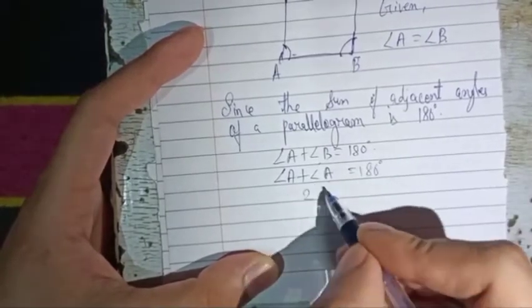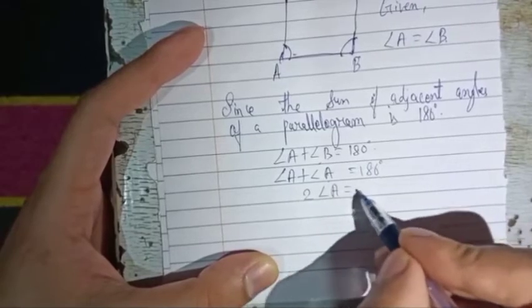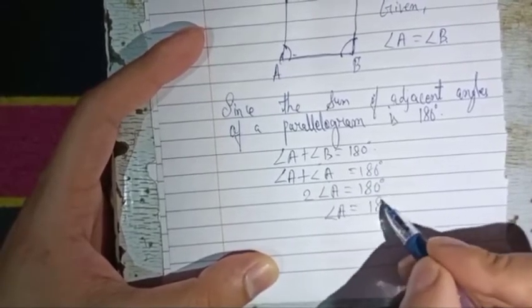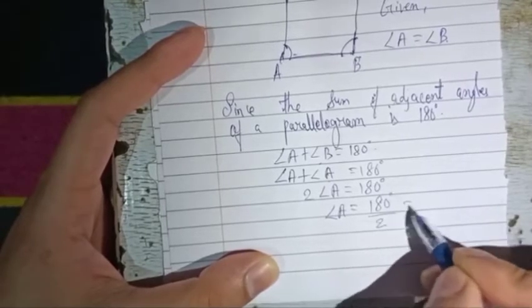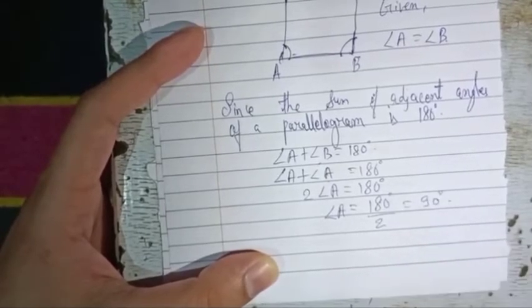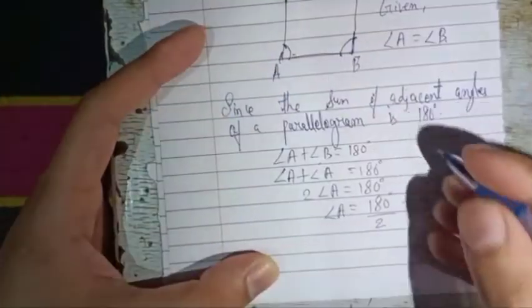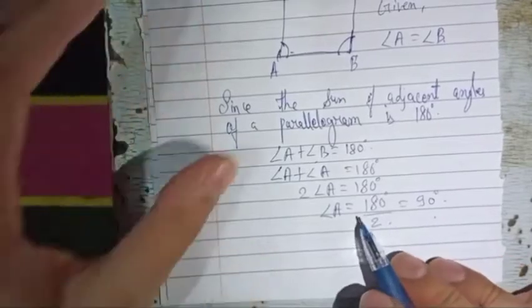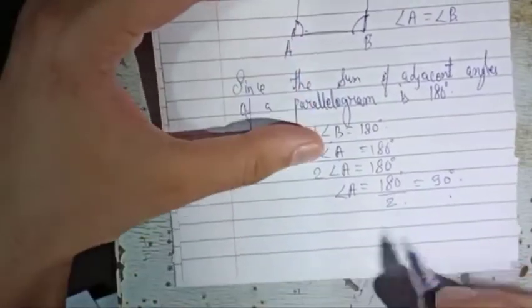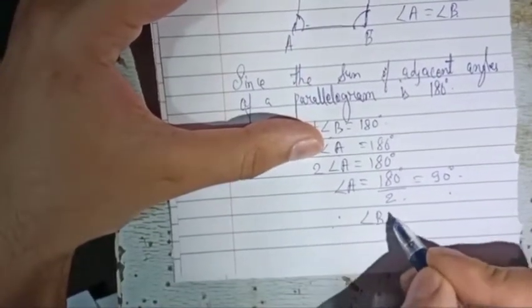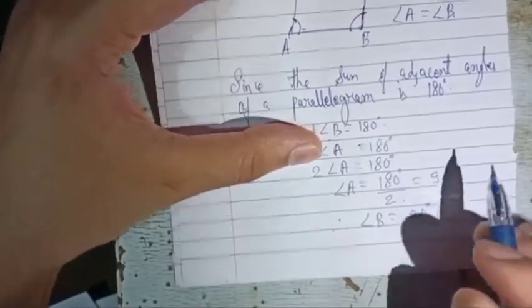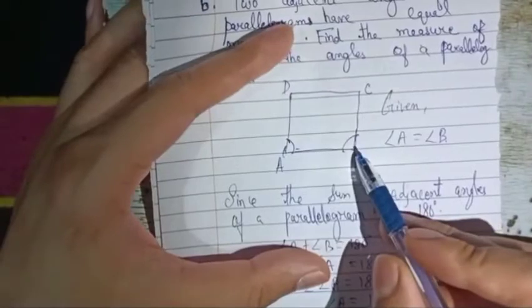A plus A will become twice of angle A is equal to 180 degrees. Therefore the measurement of angle A will be 180 degrees divided by 2, that is equal to 90 degrees. That means the measurement of angle A is 90. And since angle A is equal to angle B, therefore B will also be equal to 90 degrees. So A and B are 90 degrees.